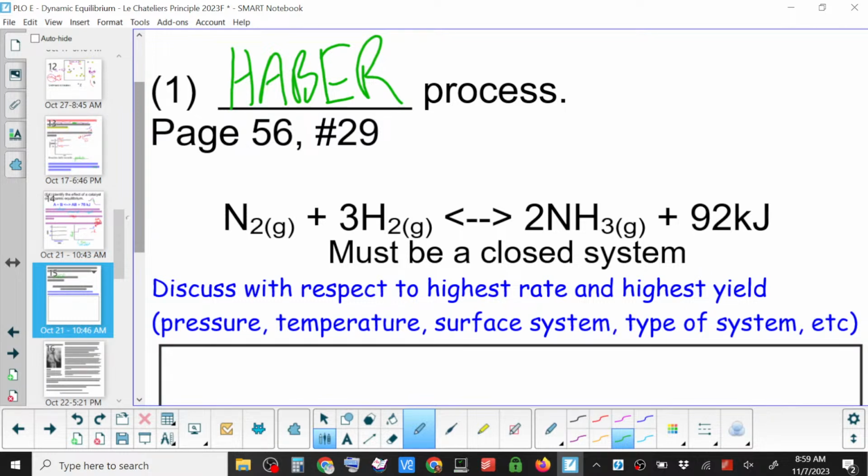The Haber process is the most valuable process in the world because without it, I think it's estimated between 4 and 5 billion people would die. It is responsible for making fertilizer. If you can take ammonia and make that, that is fertilizer.